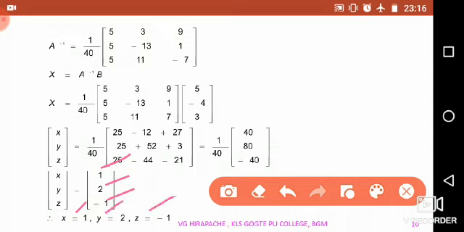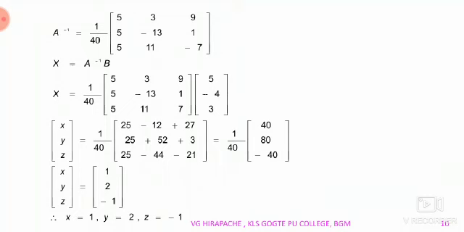These three values satisfy the given three linear equations, and x, y, z is called the solution of the given linear equations by this method. These are very important questions from the exam point of view. Students, you practice these questions.